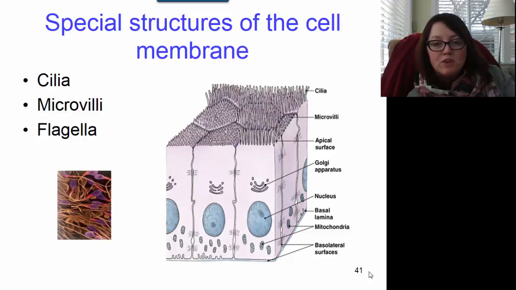Flagella are a very specialized structure of the cell membrane. These are the tails that we see on a sperm, and they help the sperm to swim.